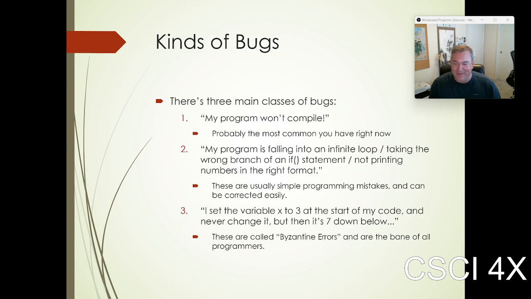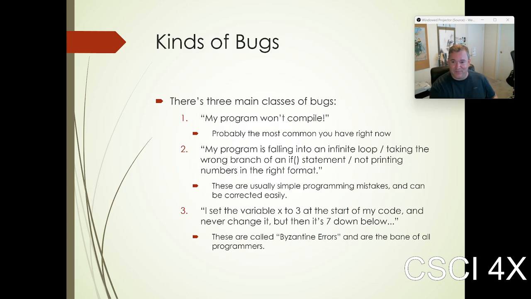Okay. So there are three different categories of bugs we're going to talk about today. The first one is the compiler bug. The second one is the logic bug: your code compiles and it runs, but it doesn't run correctly. And the third is the Byzantine error. Byzantine errors are the nemesis of programmers everywhere. Your program sometimes runs, your variables change without you changing them. They are a whole lot of no fun.